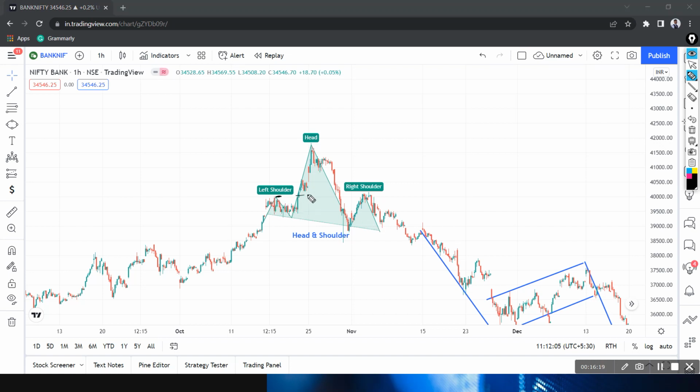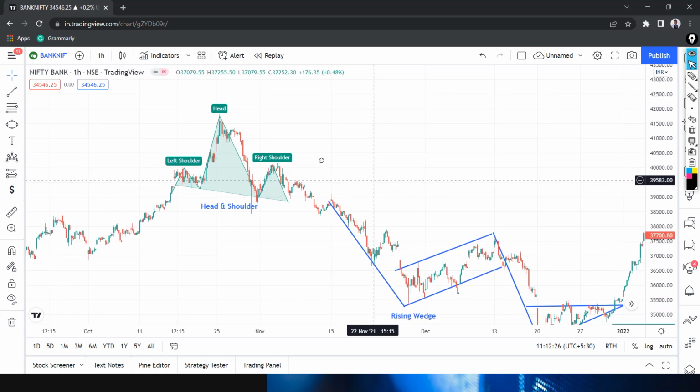There is a high almost similar. You can see the right shoulder, the head has broken the high of the left shoulder and it has reached here, faced a rejection, and come down. This is not exact, but just to make sure, I have shown you this image here. You will be able to find it in various other charts, but this was just an example.